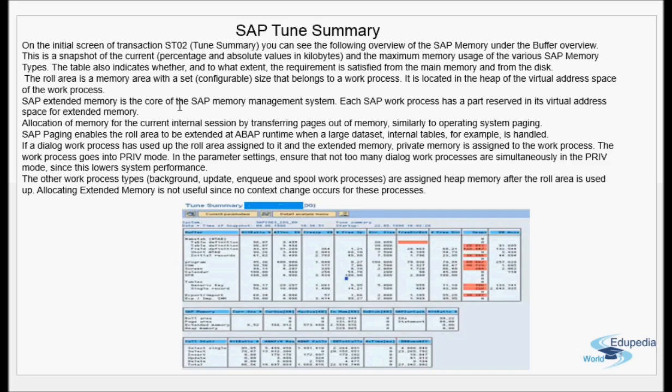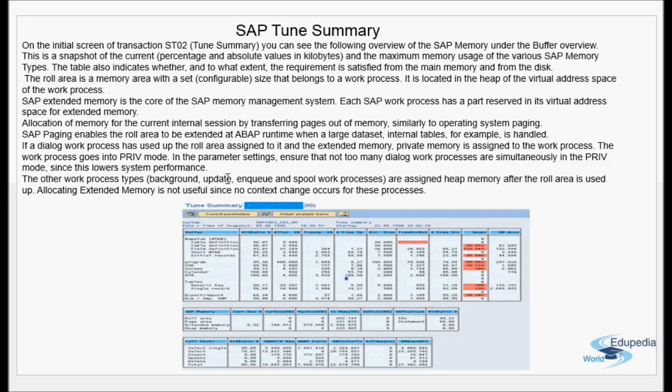The roll area is a memory area with a set configurable size that belongs to a work process. It is located in the heap of the virtual address space of the work process. So the roll area is a memory area which is located in the work process. It's configured in the heap, that is the virtual address space of the work process. So that is the roll area.